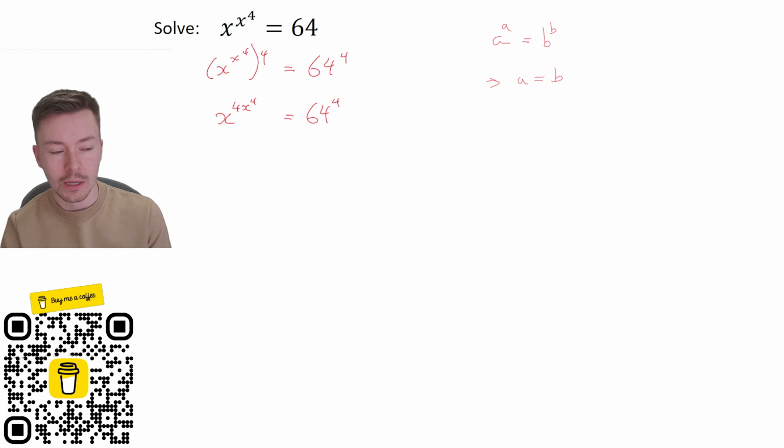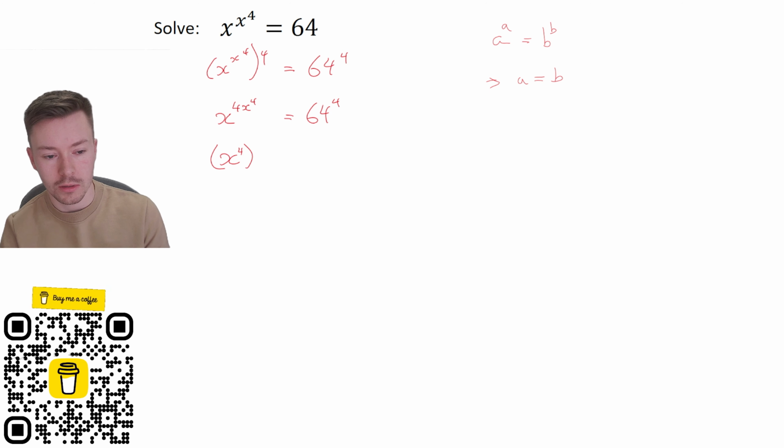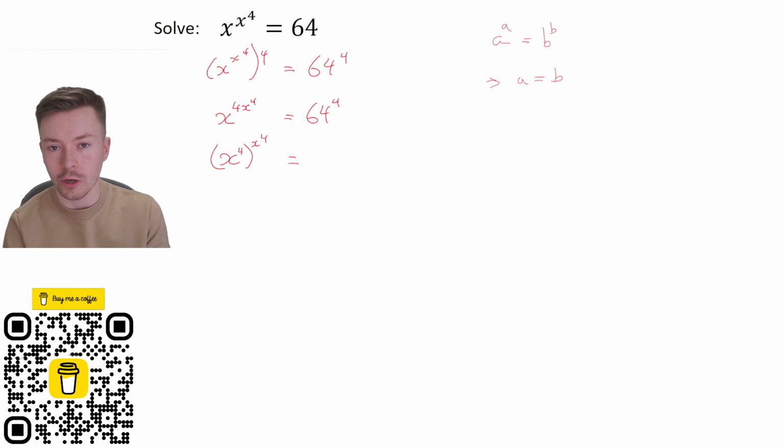And then I'm going to reintroduce the brackets, but instead of putting the 4 outside, I'm going to put this x to the 4 outside. So I've got x to the 4 in brackets and then x to the 4 outside. Now I've got the situation which I alluded to earlier, where I've got something to the power of itself. So I've got x to the 4 to the power of x to the 4.